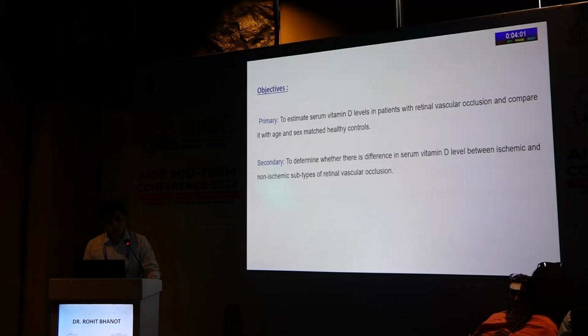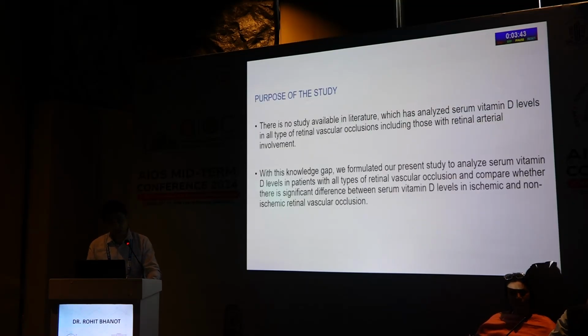Now the main objective of my study, the primary one, was to estimate serum vitamin D levels in patients with retinal vascular occlusion and compare it with age and sex matched healthy controls. The secondary aim was to determine whether there is a difference in serum vitamin D levels between ischemic and non-ischemic subtypes of retinal vascular occlusion.